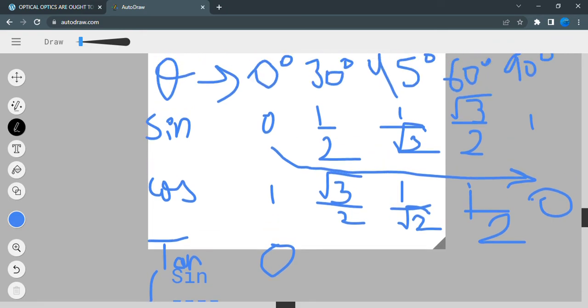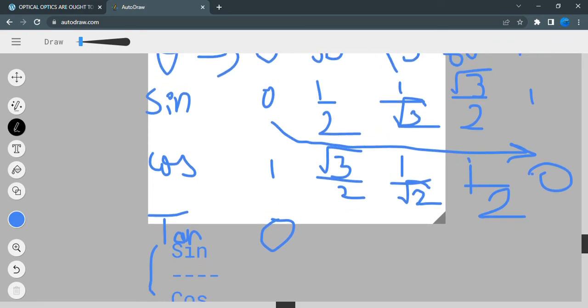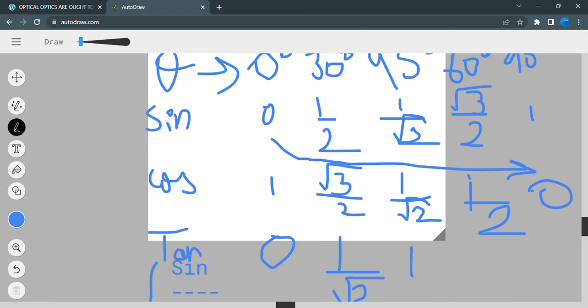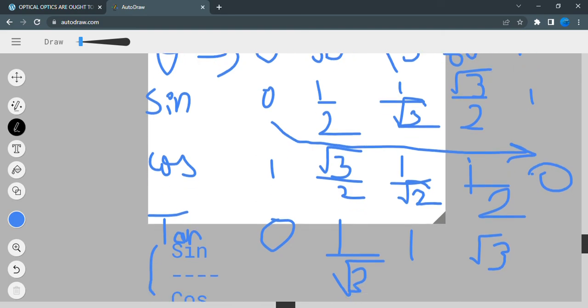Next, tan 30 degrees will be 1 by root 3. Tan 45 degrees is 1. Tan 60 degrees is root 3. And you might have guessed for this one that it will be not defined, since 1 upon 0 is not defined.